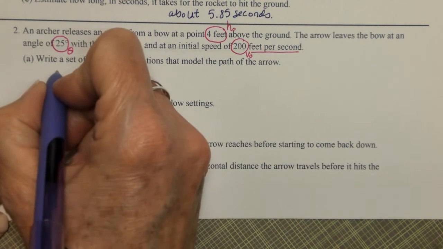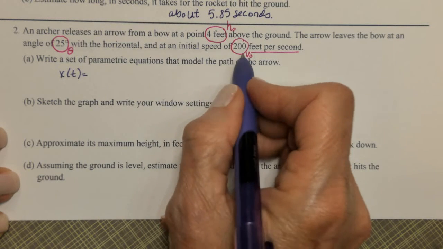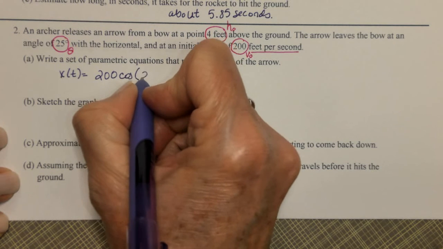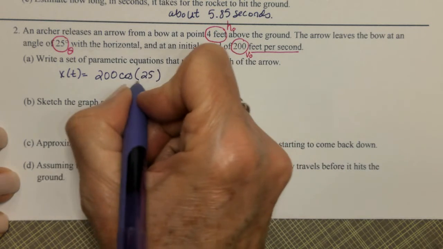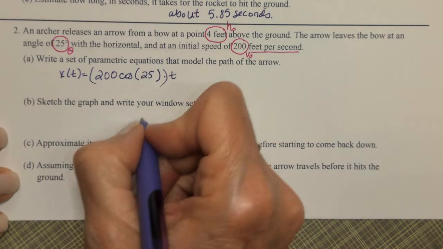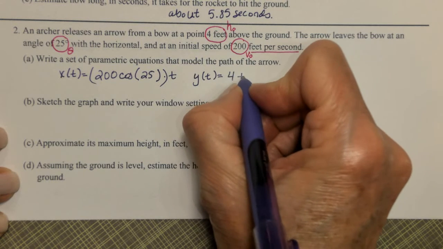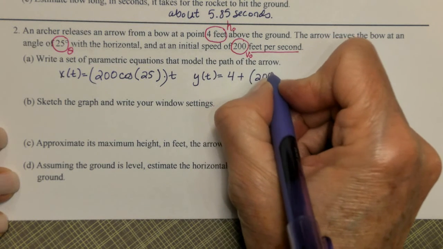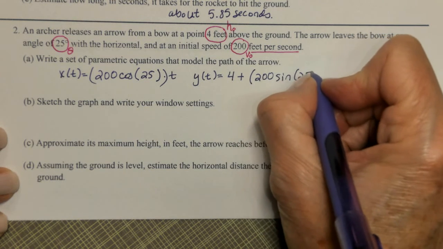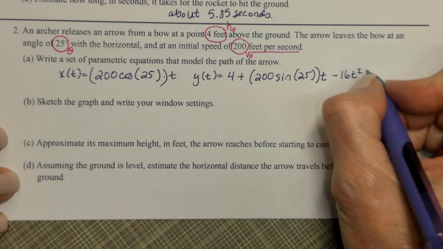Okay, set of parametric equations. X of t will be the V naught cosine of our angle, all times t. Y will be H naught plus our V naught, initial velocity, times sine of our angle, all times t, minus 16t squared.